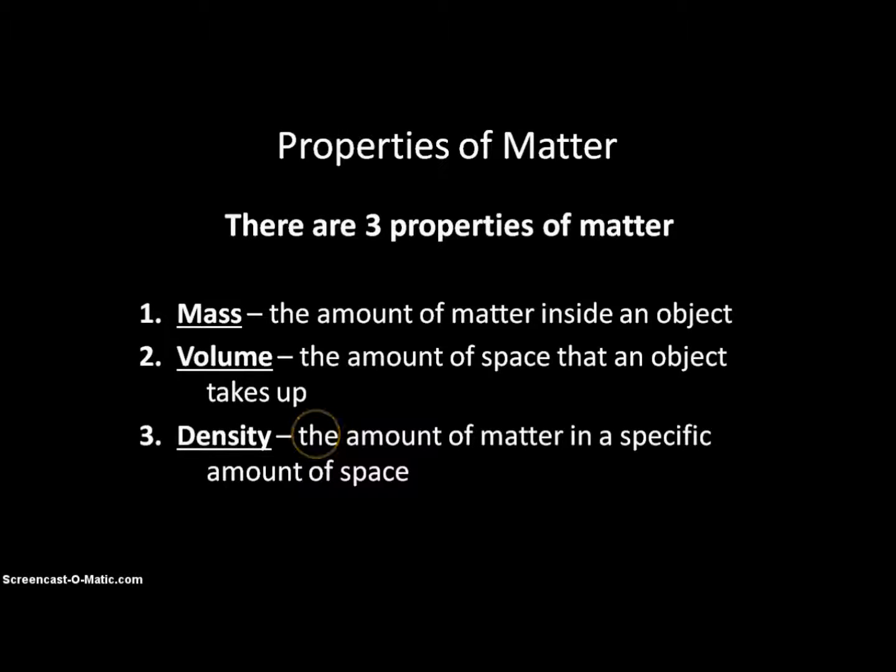Mass is the amount of matter that's inside of an object, so the amount of stuff inside of something. Volume, the second thing we're going to look at, is the amount of space that an object takes up. Density is the third, and that is a combination of the first two. That is an amount of matter in a specific amount of space, or we could say it's the amount of mass in a given volume.